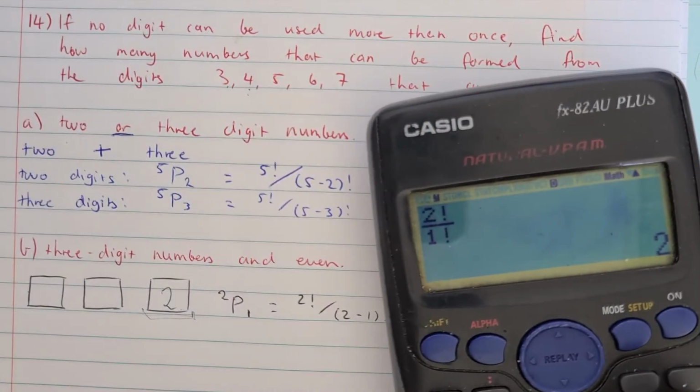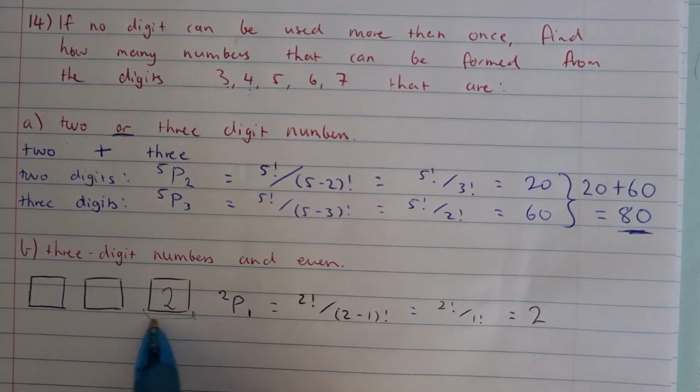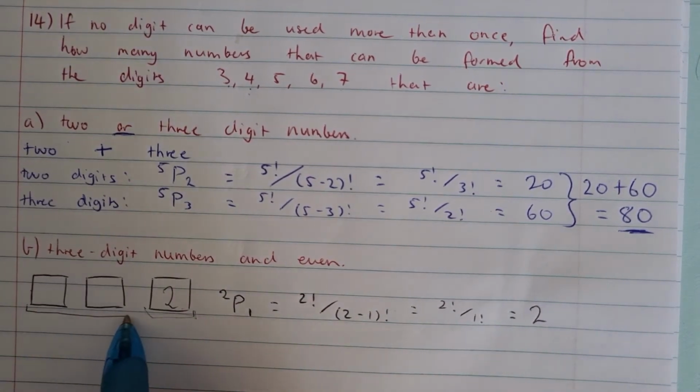And we have 2 factorial over 1 factorial is 2. So we get the same answer there. So what we've done is we found out we've got 2 options for our last digit. Now let's focus on these 2 digits.